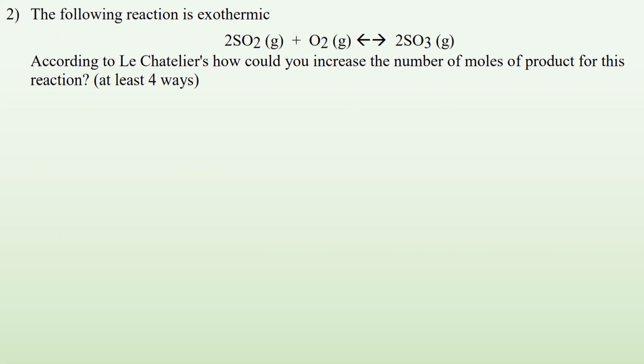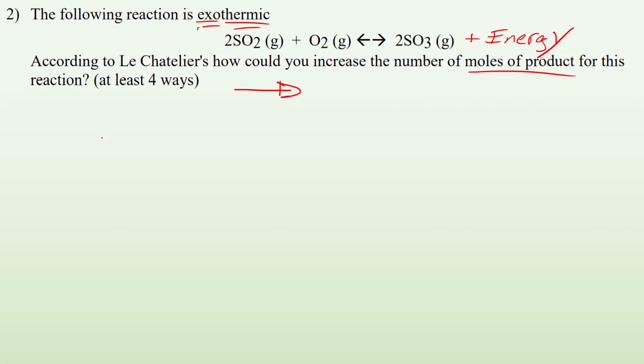Number 2. The following reaction is exothermic. According to Le Chatelier's, how could you increase the number of moles of product for this reaction? So we want to shift it to the right, and it tells us that it's exothermic. Exothermic is telling us that the heat is leaving the substances, so it ends up as a product. So we end up with energy being released. Sorry, I can't write things, apparently. There you go. So how could we shift this to make more products?